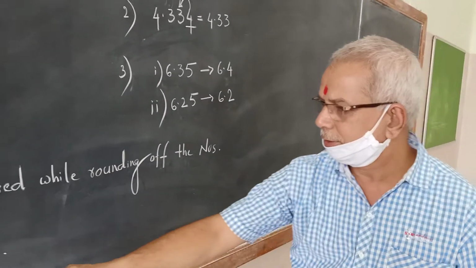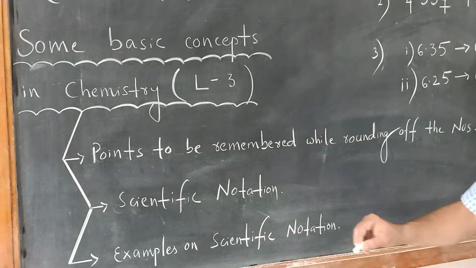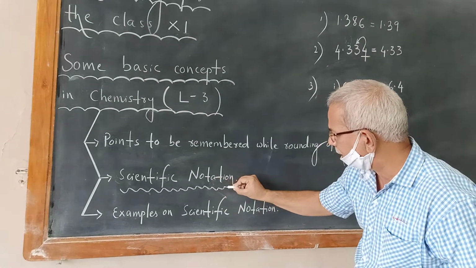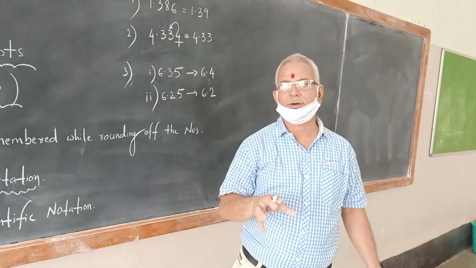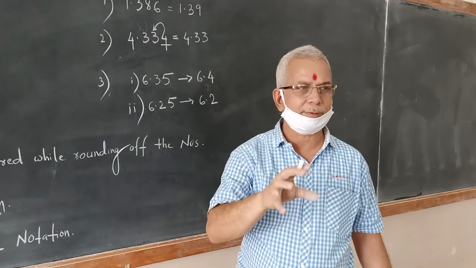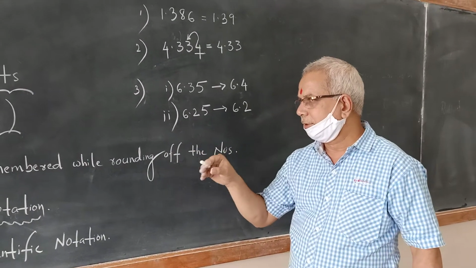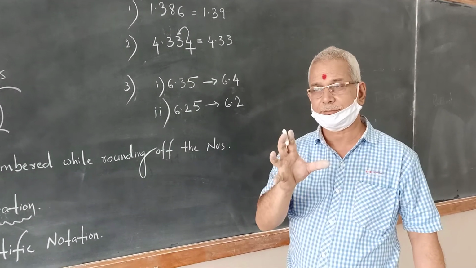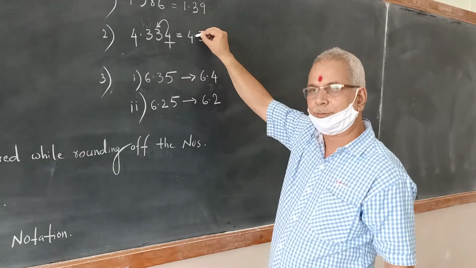Now we will go to point number 2, that is scientific notation. We will see how to represent scientific notation. Chemistry is the science of atoms, molecules and their transformations. This we have learned in the previous discussion. Now, atoms are very small in size, but their number is large. A small dot on the blackboard contains millions of atoms.